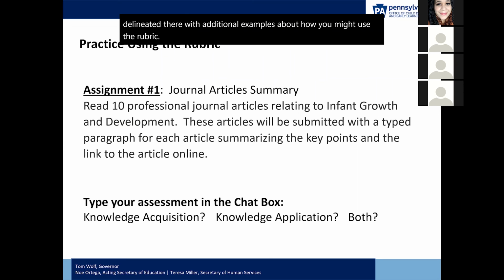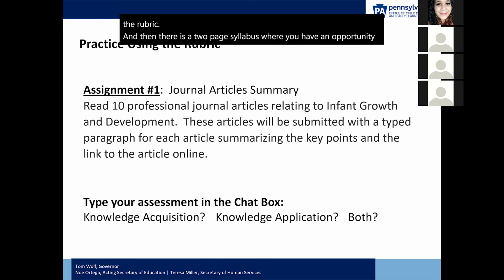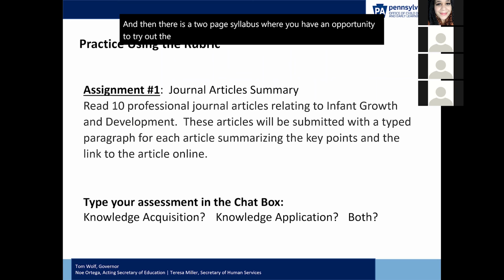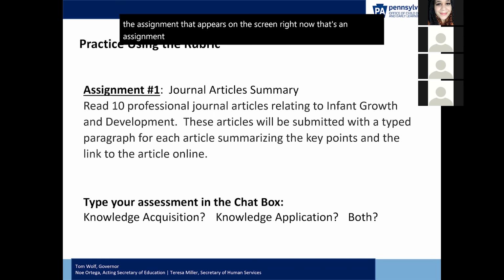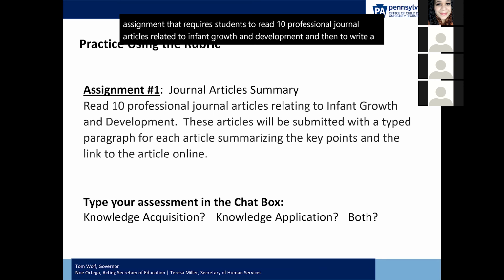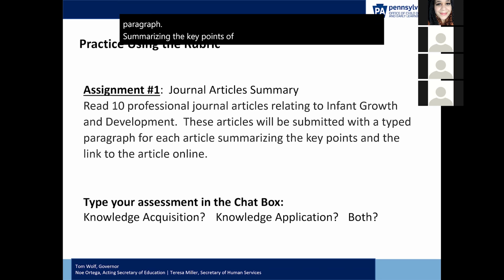And then there is a 2-page syllabus where you have an opportunity to try out the rubric on a sample course. So let me just give you an example. One of the things that you'll see in that sample rubric is the assignment that appears on the screen right now. That's an assignment that requires students to read 10 professional journal articles related to infant growth and development, and then to write a paragraph summarizing the key points of each of those articles.